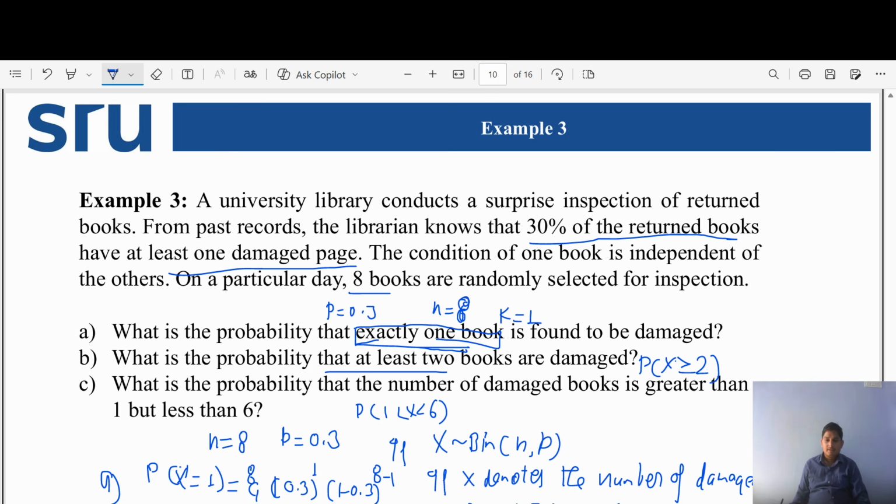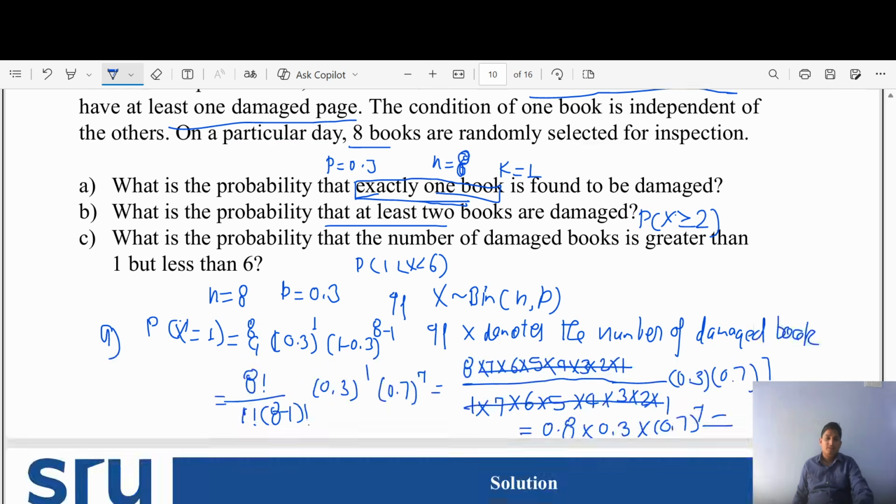So the resultant is 0.8 plus 0.3 plus 0.7 to the power 7. So you evaluate these things by calculator and part A is solved. Now we move on to the second part, the B part. So what does the B part say?